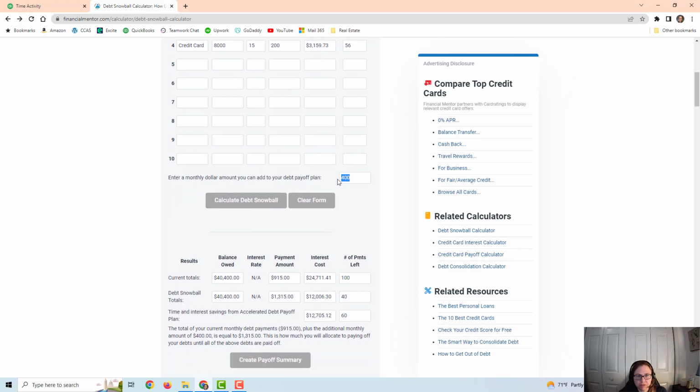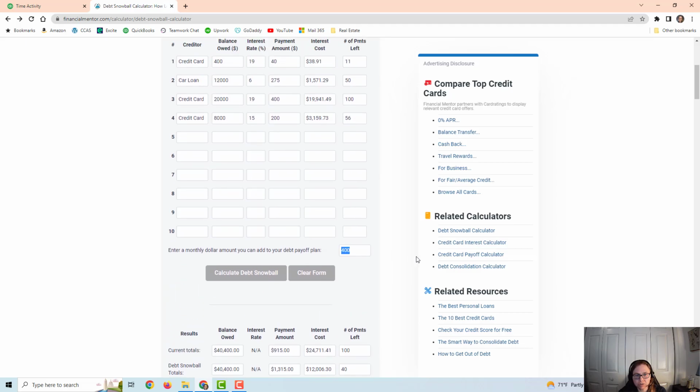Whereas if you just put an extra $400 toward your debt, that would bring the payment up to $1,300 a month, and it would cut the interest cost in half, and you would be only paying debt for about 3.5 years, 40 months instead of 100. So it's a pretty significant savings. It's a savings of over $12,000 total interest and 5 years, 60 months.